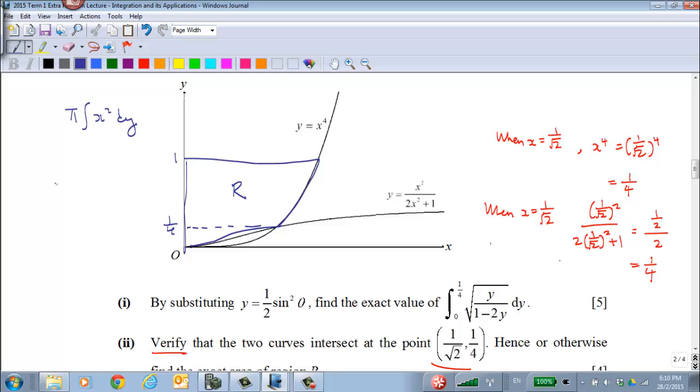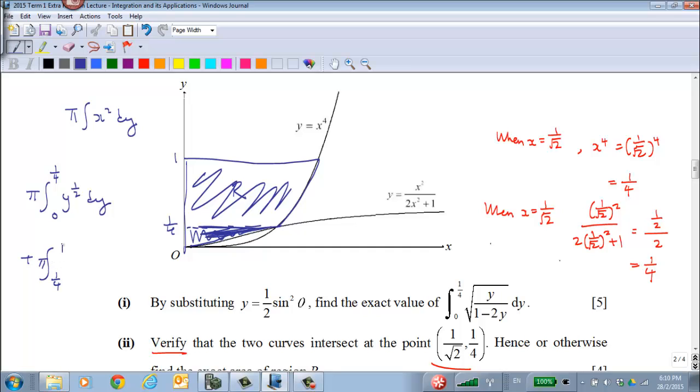we will just need to find the volume that is created from here, which is basically pi y half dy from 0 to 1/4, plus the volume that's created from here, which is pi from 1/4 to 1, the x squared for this, sorry, there's a mistake. This part here should be this curve here, which should be y(1 minus 2y) dy. Then for this part here will be y half dy.